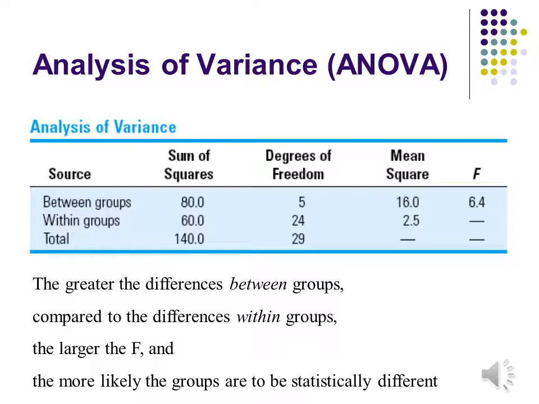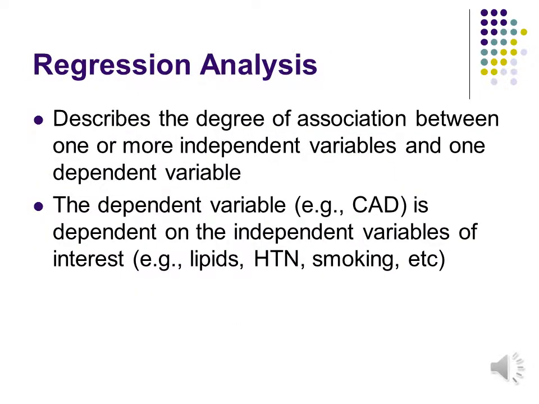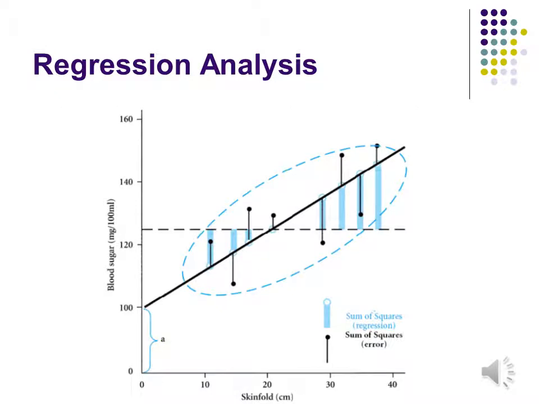In words, the greater the differences between groups compared to the differences within groups, the larger the F and the more likely the groups are to be statistically significant. Now, regression analysis describes the degree of association between one or more independent variables and the dependent variable. And we've already covered the difference between dependent and independent variables.